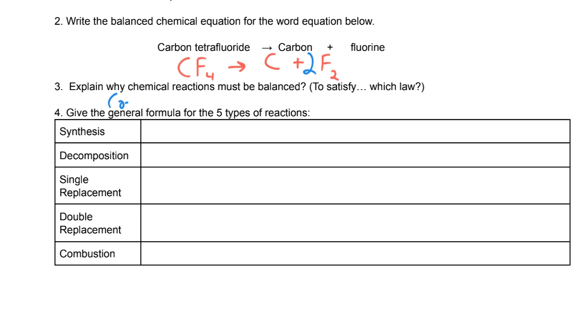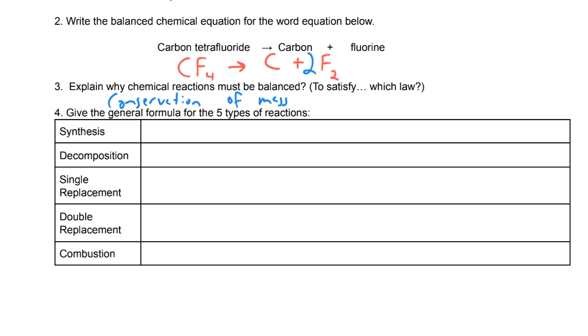All right, number 3, explain why chemical reactions must be balanced to satisfy which law? It's the conservation of mass. All right, if they're not balanced, then we might have more mass on one side than the other, and that's not allowed. Mass can be neither created nor destroyed, it just changes forms. So conservation of mass.